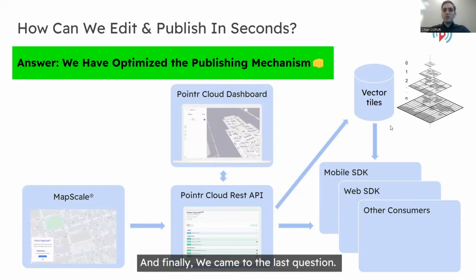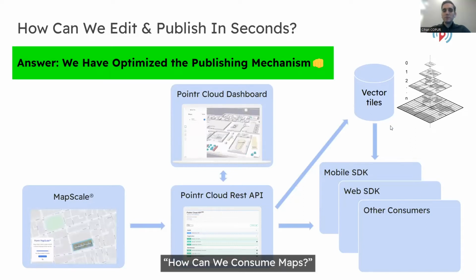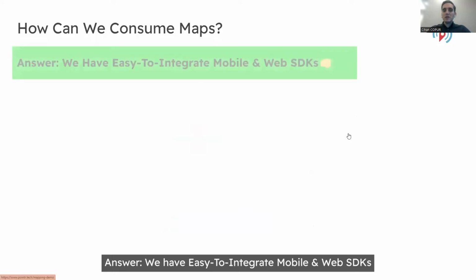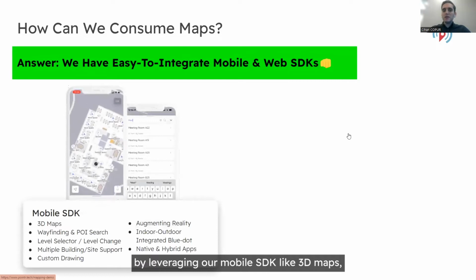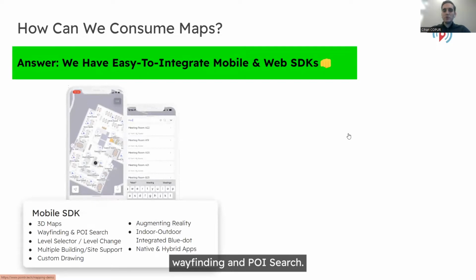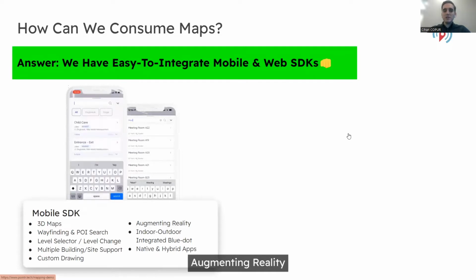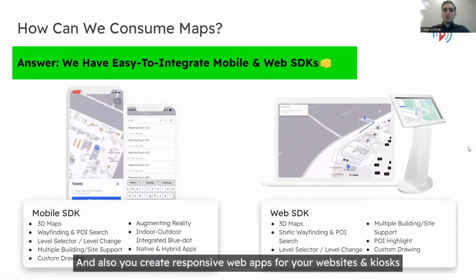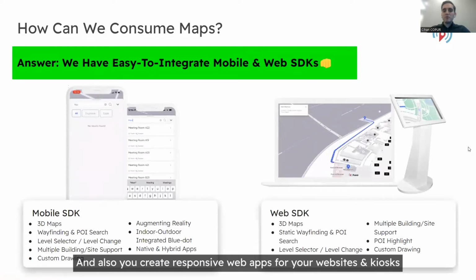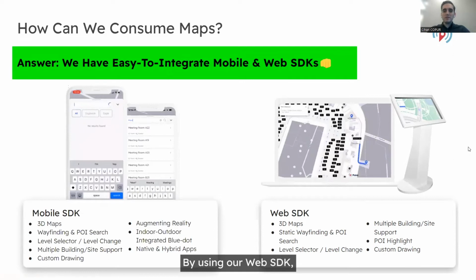And finally, we came to the last question. How can we consume maps? The answer: we have easy to integrate mobile and web SDKs. You can add new features to your mobile apps by leveraging our mobile SDK, like 3D maps, wayfinding and POI search, level selector, level change, multiple building site support, custom drawing, augmented reality, indoor-outdoor integrated blue dot, native and hybrid applications. And also, you can create responsive web apps for websites and kiosks by using our web SDK.